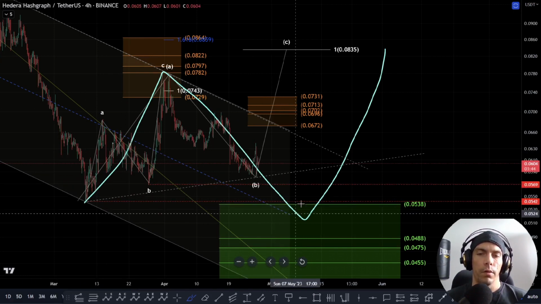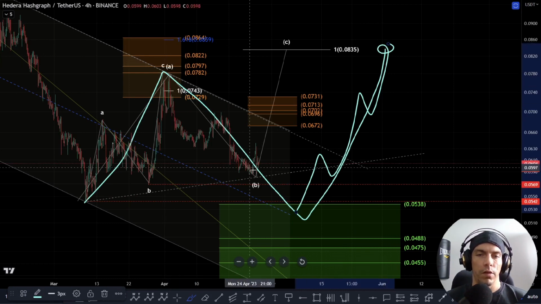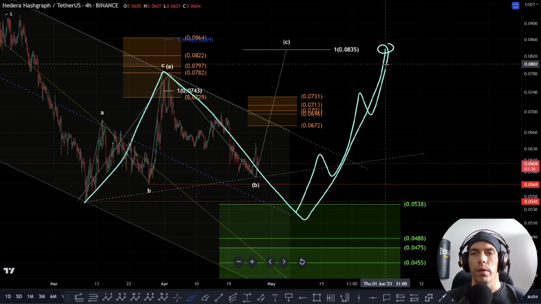But what we'd have to be careful of is if we develop a 5-wave move to the upside, something like this plays out, we take these lows, come down here, take the lows, and then we develop a 5-wave move up.